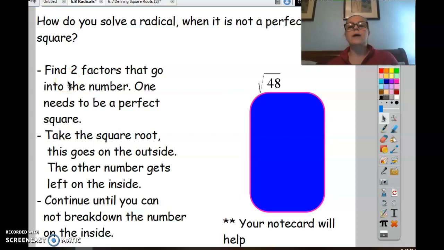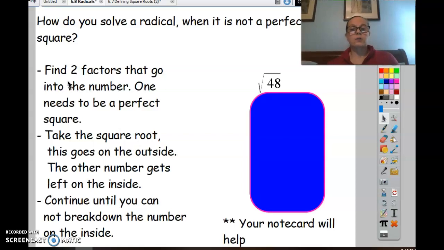Now, one of the most helpful hints is to think about it as perfect squares. So it's really important you know your multiplication facts to work with this. If you think about it, we know that 4 times 12 goes into there. We also know 6 times 8 goes into it. We also know 3 times 16 goes into it. 2 times 24. 1 times 48.